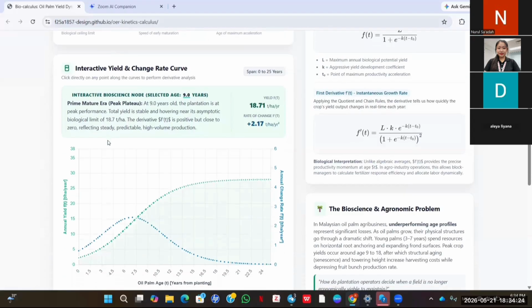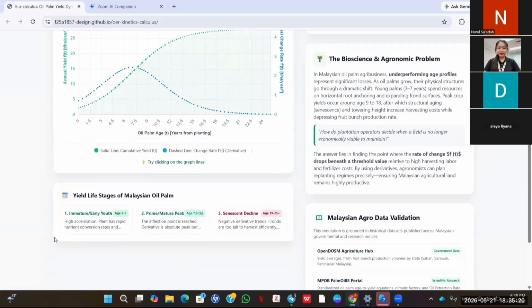This one is section 2, the interactive yield and change rate curve. This graph shows the relationship between palm tree age and yield rate. From this graph, production increases during the early years, reaches a peak, and then slowly decreases. This curve helps predict future production trends. This one is section 3, yield life stages of Malaysian oil palm.